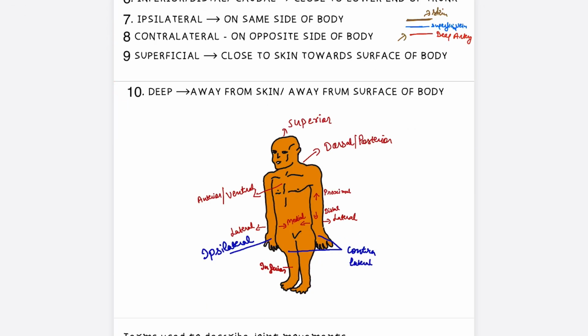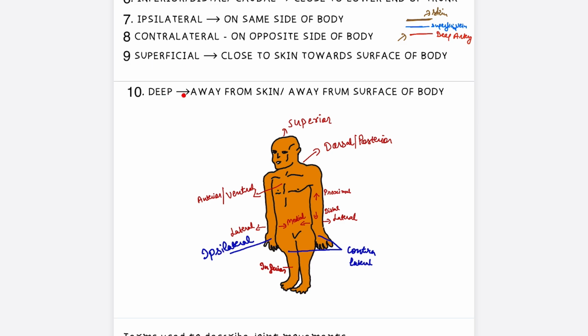And now let's talk about the last four terms. The seventh one is ipsilateral, which means on the same side of the body, and contralateral, on the opposite side of the body. Let's see in this diagram. Let's take this arm, which is on the same side, so it is called ipsilateral. Then we take this arm and compare it with this leg. This is the median line, and this is on one side, but this leg is on the opposite side, so we call it contralateral. So it is on the opposite side, and this is on the same side.